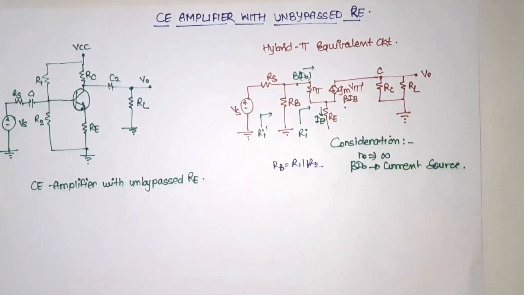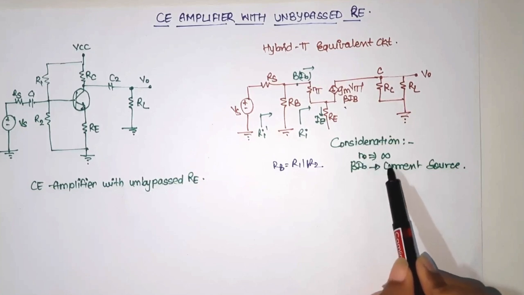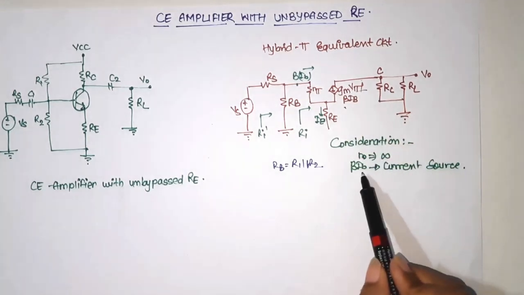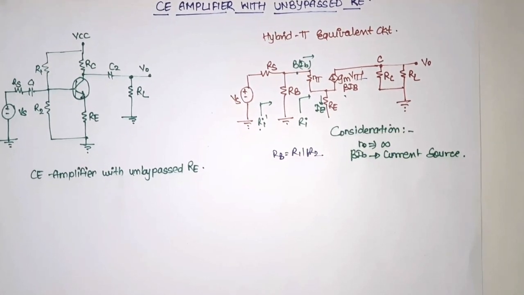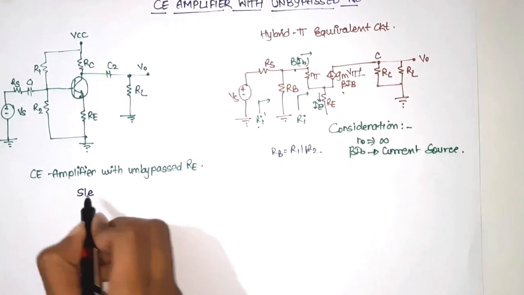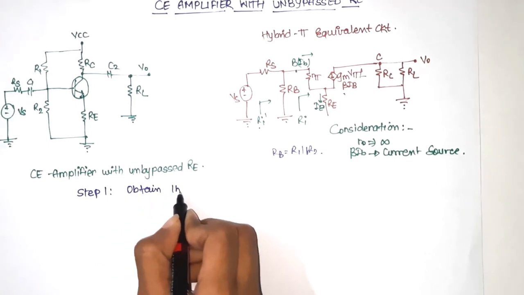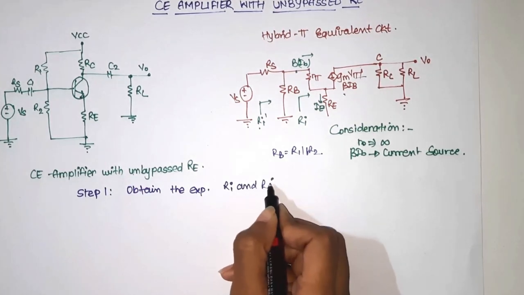Now one consideration that we are taking here is that we are considering the early effect resistance, that is the output resistance, as infinity, and that in case of gm V pi we are considering the current source as beta IB. So we will do the derivations and sums using beta IB only. The first step is to obtain the expression for Ri as well as Ri dash. So let us start. Step 1 is to obtain the expression for Ri and Ri dash.